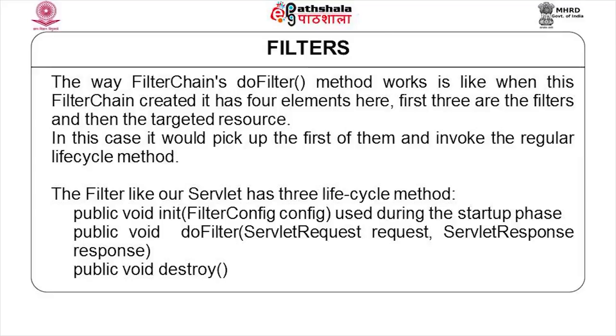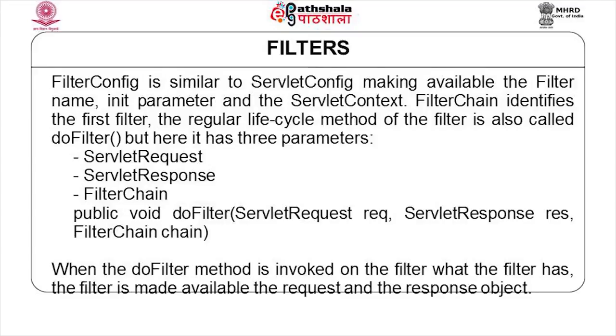But let us continue looking at how that filter chain works when doFilter is called. Initialization of those filters was already done. So, what it has done is it has identified the first filter. Now, what is the regular life cycle method of a filter? It is also called the doFilter method, but here it has 3 parameters: the servlet request, the servlet response, and a third parameter, which is the filter chain.